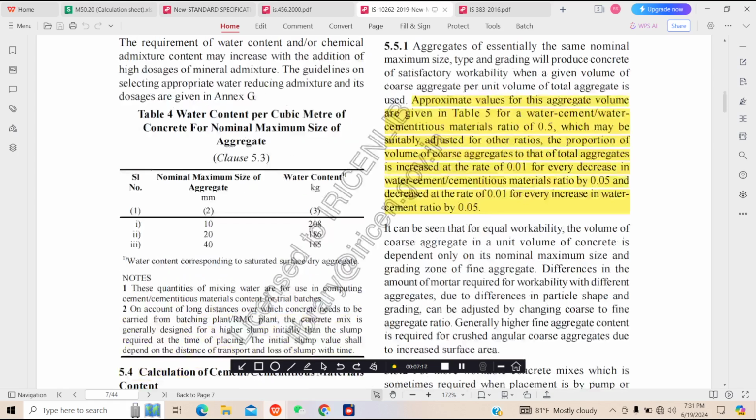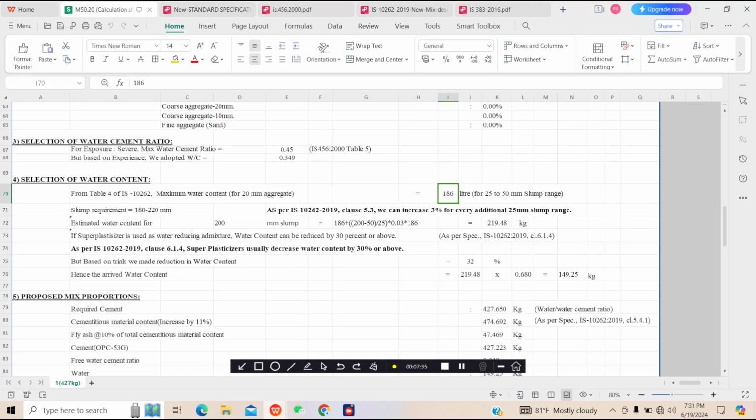This is table 5. Yeah, table 4. The maximum size of aggregate that we are using for this mix design is 20. So for 20, the water content is 186 kg, so 186 liter, but this much water is for the 25 to 50 slump value.